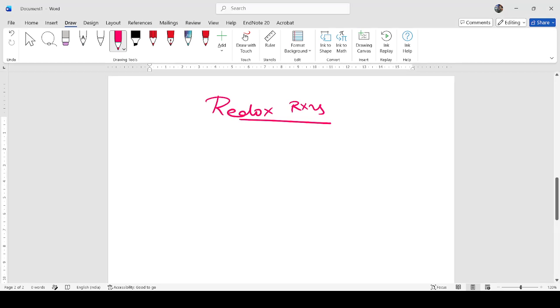What is a redox reaction? From 10th standard you would have learned what a redox reaction is, so I'm not digging back into history and geography. So the question is, Mrudula, is this a redox reaction?